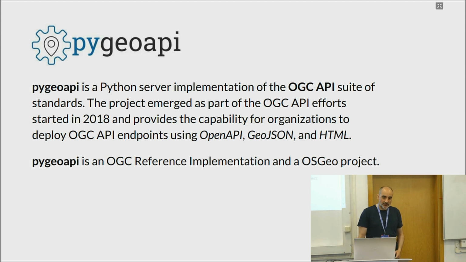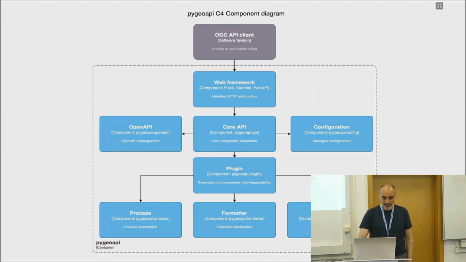pygeoapi is a reference implementation of the OGC API standards with this modern evolution. It provides different endpoints, it supports different capabilities of the API ecosystem, and it is a reference implementation of OGC API Features, which is basically the replacement of WFS. And last but not least, it is an OSGeo project.